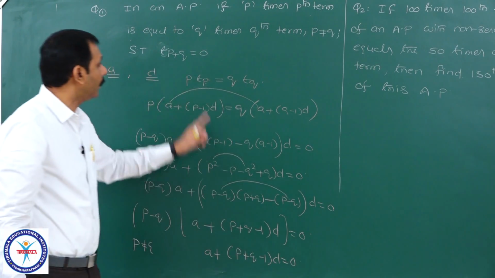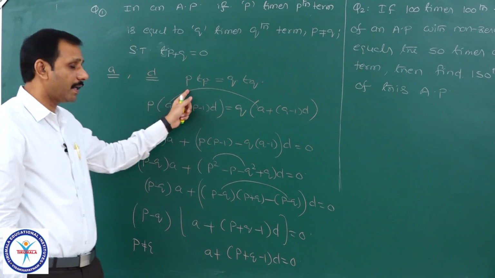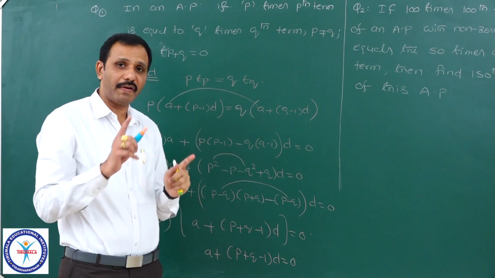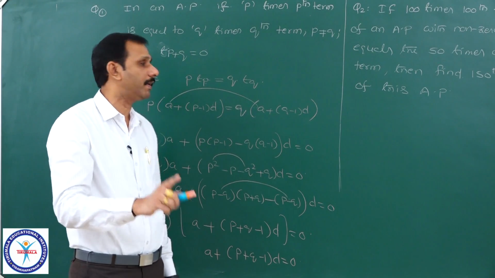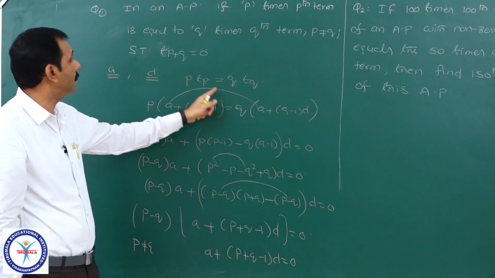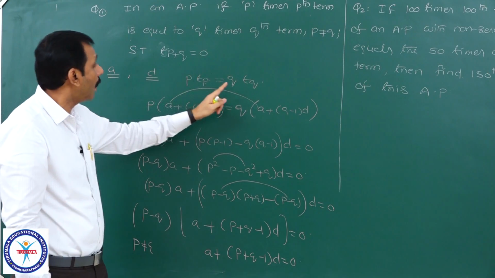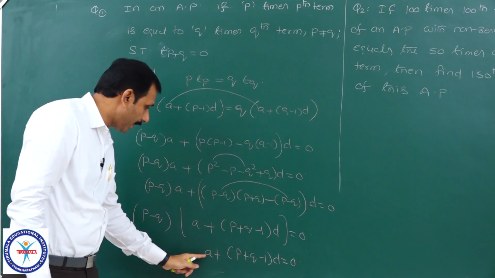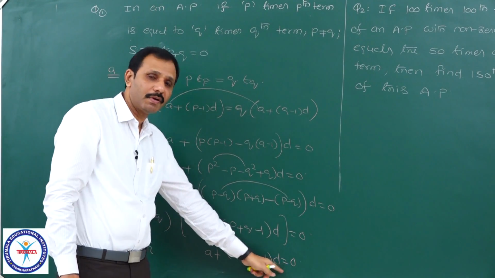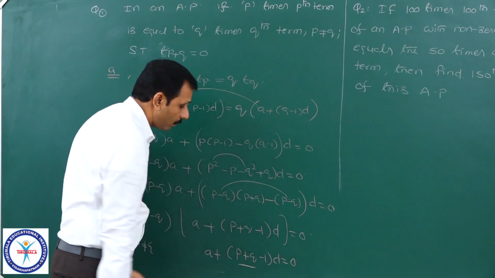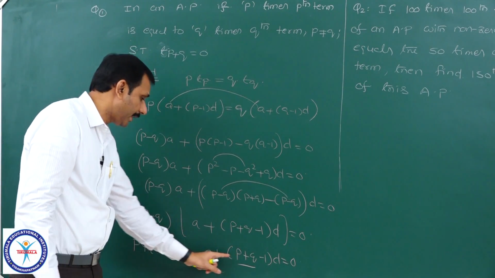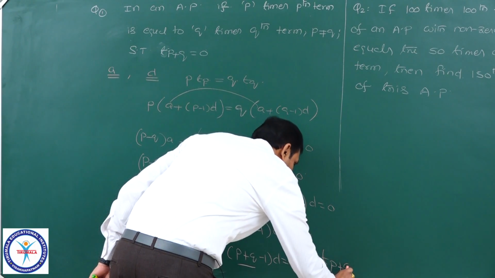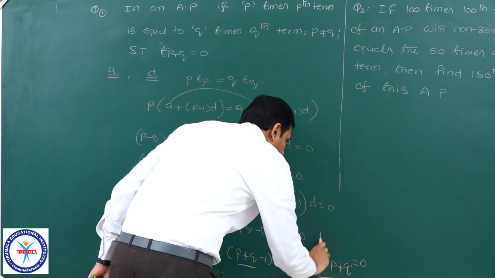it must be equal to 0, that is a plus p plus q minus 1 into d equal to 0. As I told you before starting this problem, because there is only one equation and two unknowns, to solve two unknowns and to find the values we must have two equations, but here only one equation is given. If you want T of p plus q, if you simplify this, it must be in that form only. Therefore here a plus p plus q minus 1 into d equal to 0, it is of the form a plus n minus 1 into d equal to 0, where n is p plus q, therefore it is nothing but the p plus qth term only. That implies I can write T of p plus q equal to 0.